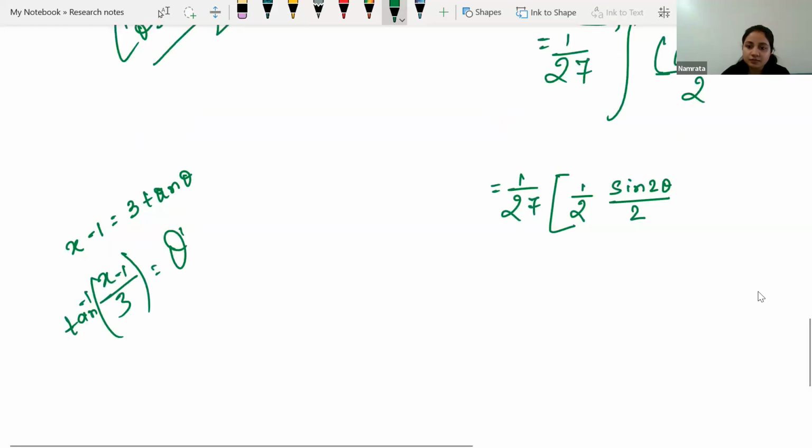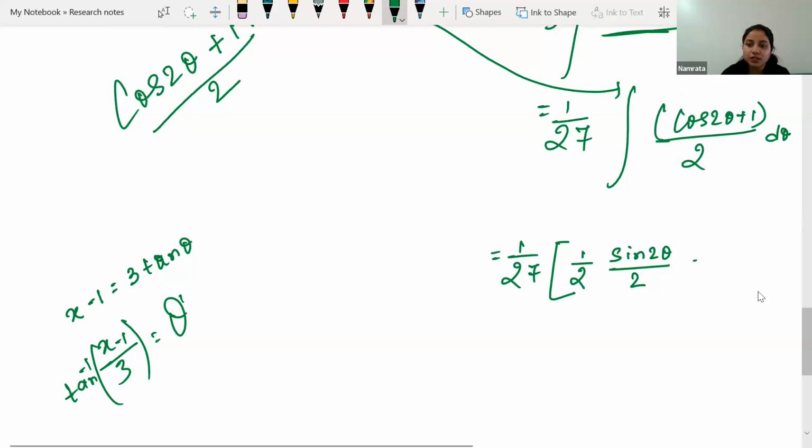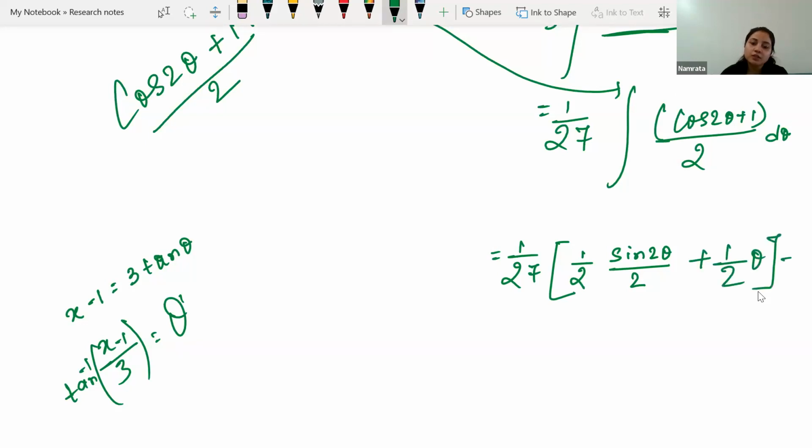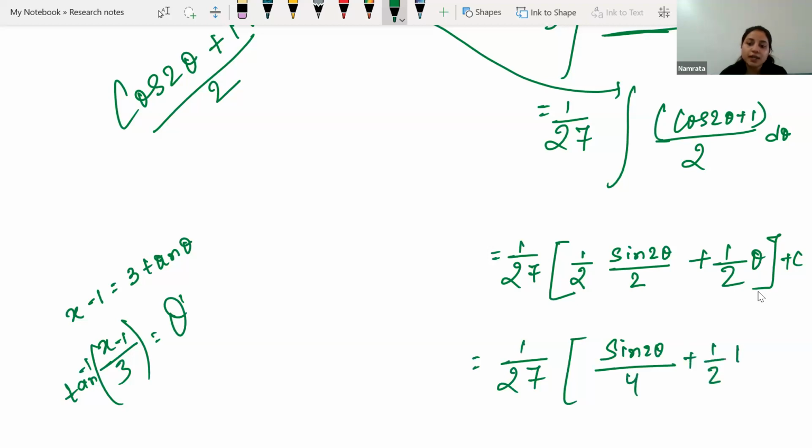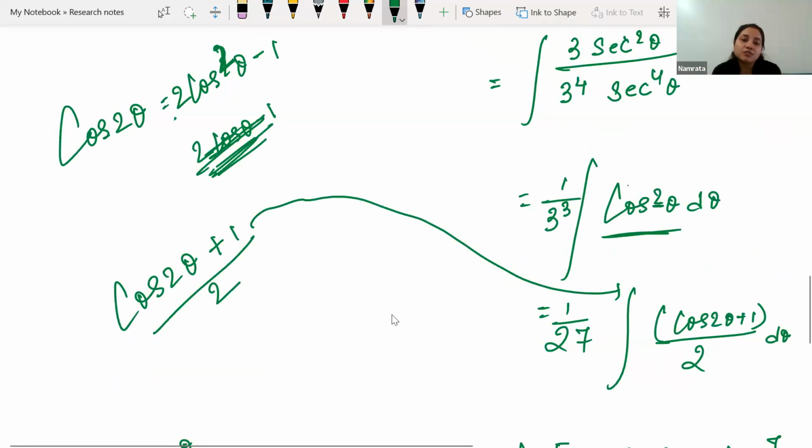And here we were having plus 1 by 2 theta plus C obviously. So 1 by 27 sine 2 theta by 4 plus 1 by 2. At the place of theta, I am going to write tan inverse (x minus 1)/3. But we also need to do something over here, sine 2 theta. If I write sine of tan inverse, that will not make sense, right? Here options are like A value, B value. If we can make tan inverse of tan, that's what we always try to do, so that tan inverse and tan just neutralize each other and we will have x.